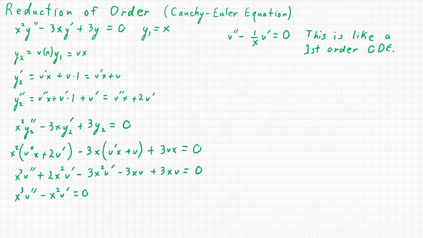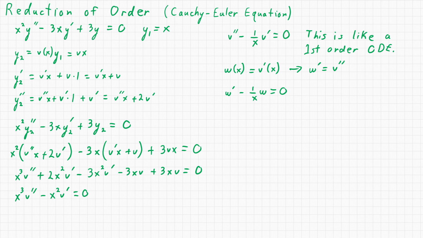So to emphasize that, we're going to say that w, this new function of x, is going to be v prime of x. If that's the case, then we're going to have w prime is equal to v double prime. And if I put that into the differential equation we have w prime minus 1 over x times w equals 0. And now this really is a first order differential equation, and we can actually use some of the methods we know to solve it.